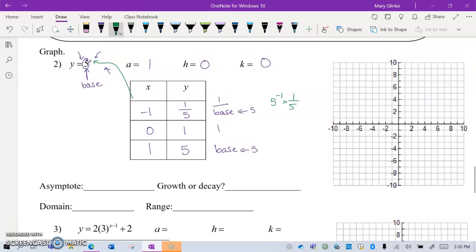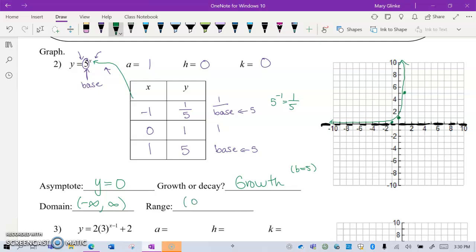So what we're going to do is graph all of these points: -1, 1/5; 0, 1; and 1, 5. This is what this graph would look like. The asymptote would be y equals 0 because we're not moving up and down at all. This is exponential growth because our base was 5 and we didn't get flipped over. Your domain is -infinity to +infinity, and your range starts at 0 and goes up forever.